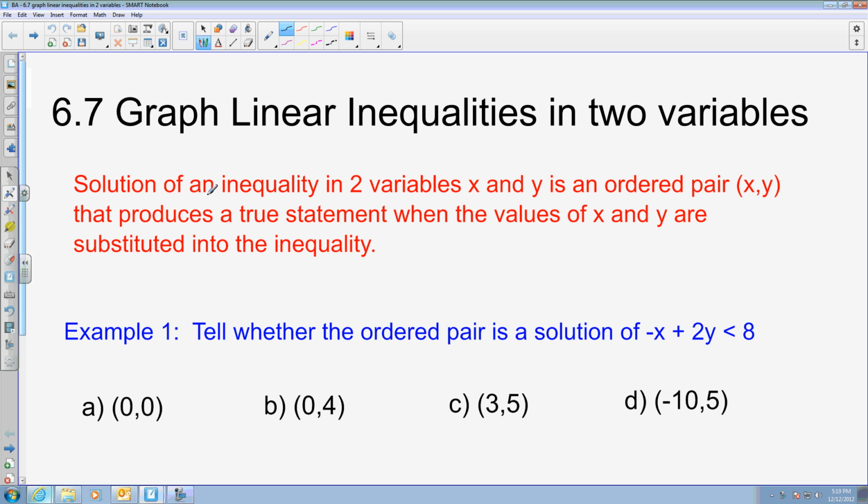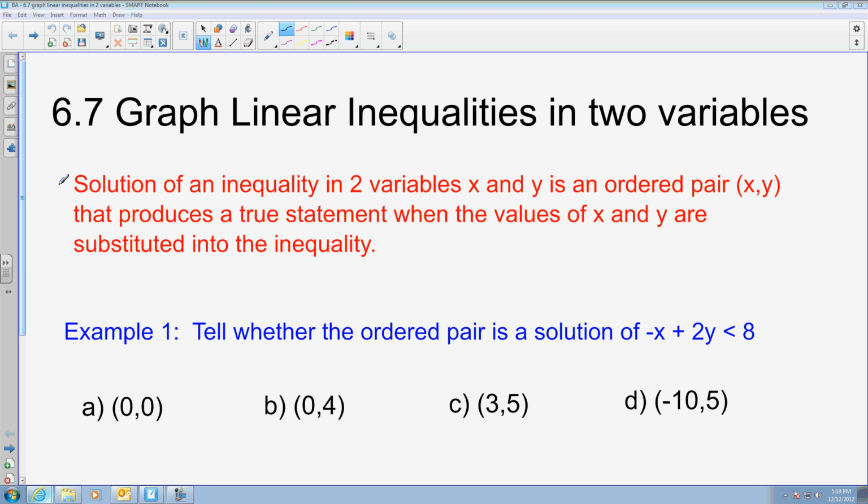Alright, so this is the last section in chapter 6, and it deals with graphing linear inequalities in two variables. Two variables happen to be x and y. If you read the text that's in red, a solution of an inequality in two variables x and y is an ordered pair (x, y) in a coordinate plane that produces a true statement when the values of x and y are substituted into the inequality.